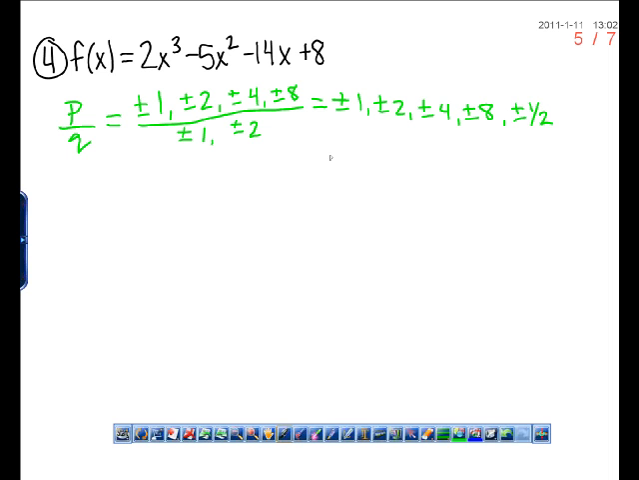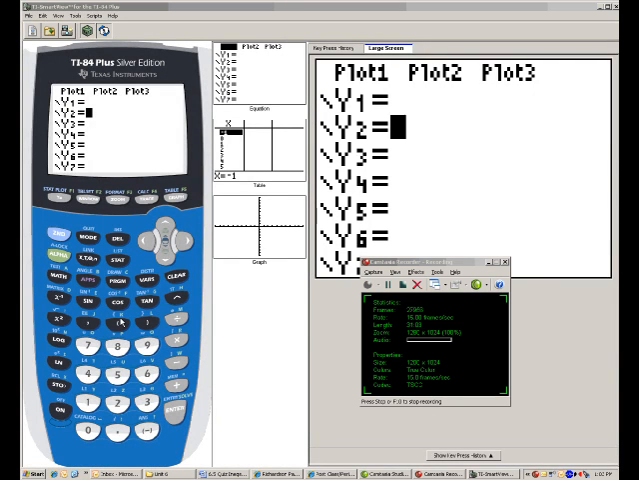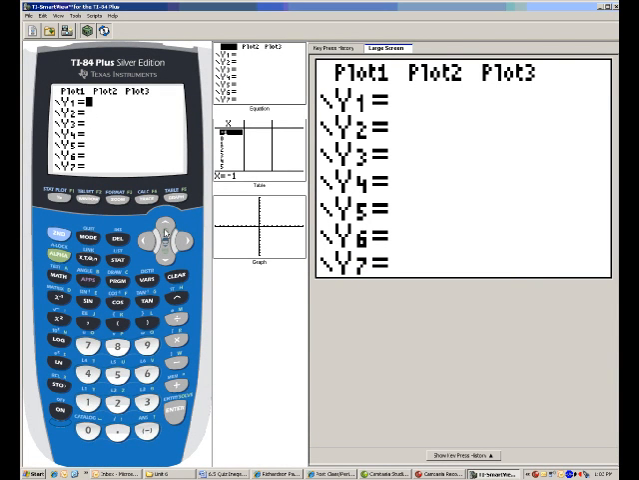Now, some of these can take a long time to guess and check with. So I'm going to show you a little bit of a shortcut that might help you narrow down the options. If you don't have your calculator out, that's okay. You can just watch me up here. I've got the calculator pulled up here. In y equals, I would like for you to type in the original polynomial that we started with.